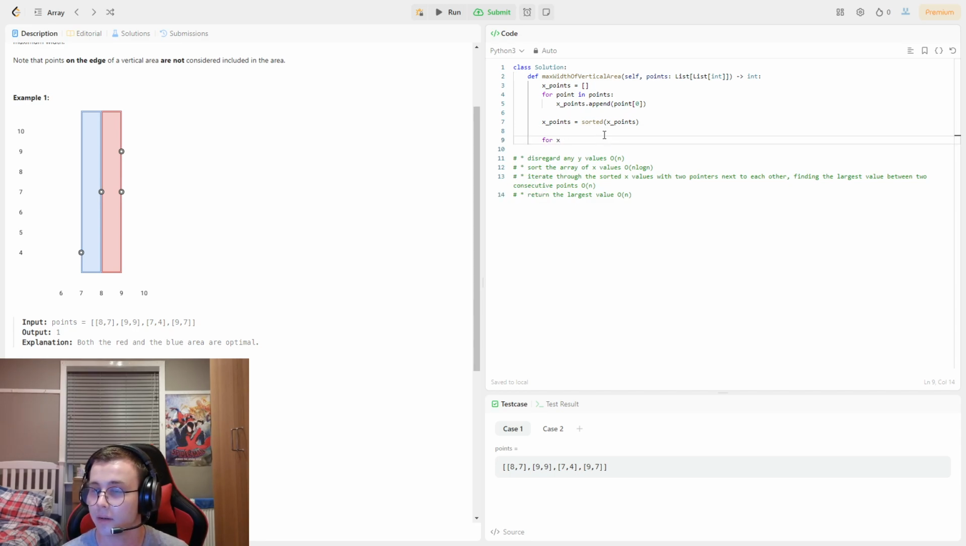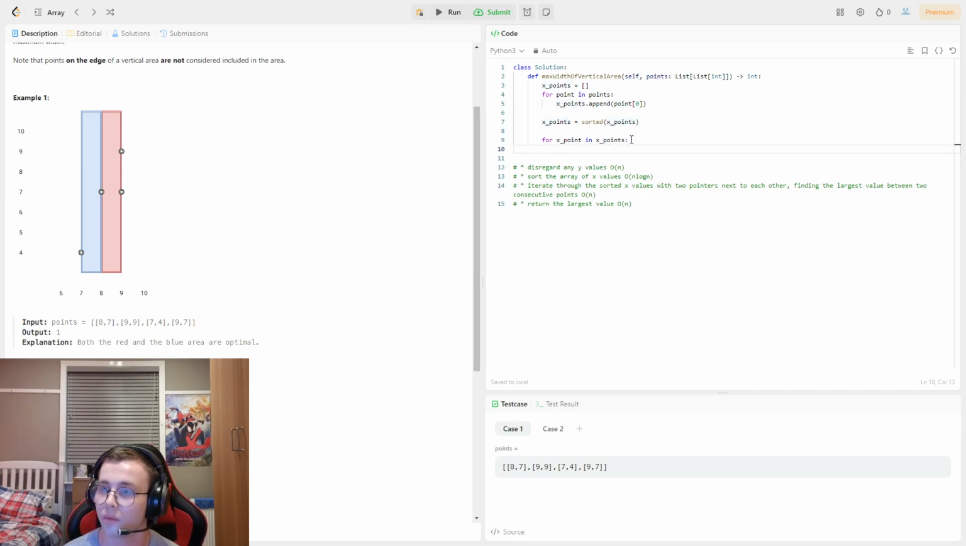for x and x_points, or do for x_point in x_points. In fact, we can't do that. We'll need to have an index because we're using two pointers. So for x_point in range len x_points, starting from 1 to this plus 1.